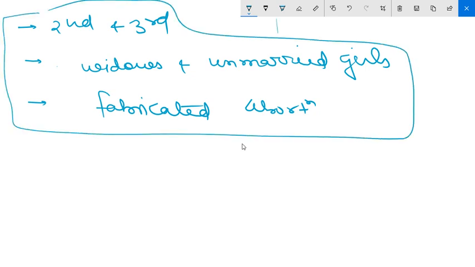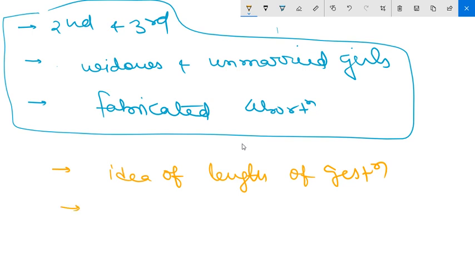One more question usually asked in semester examinations: what is the medicolegal aspect of the placenta? It gives an idea of the length of gestation. It also gives an idea about the transfer of poison, bacteria, or antibodies across the placenta. And in criminal abortion, pieces are often retained in the uterus. These are the three medicolegal importances of the placenta.